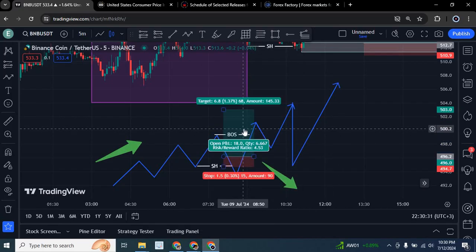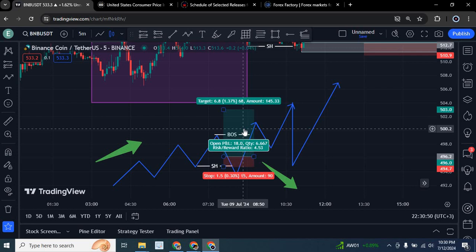But when your profit is hit, if you look at the top, here there is the target, 6.8, 1.37, the amount that will be in your account will be 145. So how much have you made, Ian? $45. Exactly. That's basically how you calculate it.